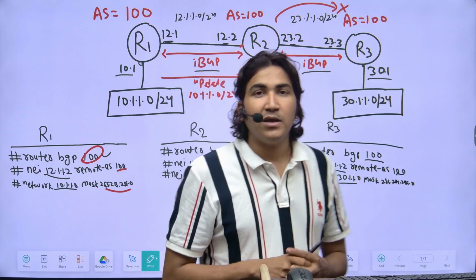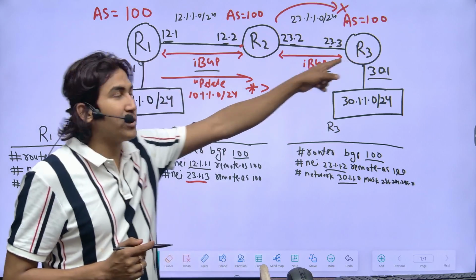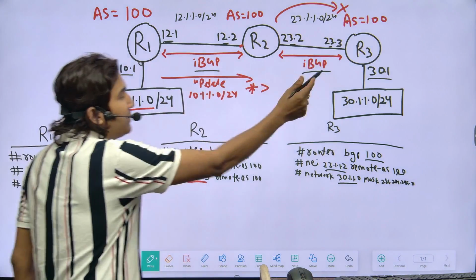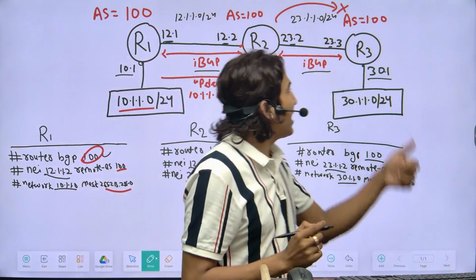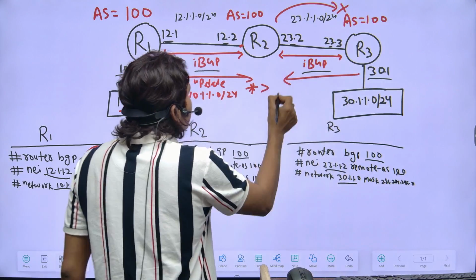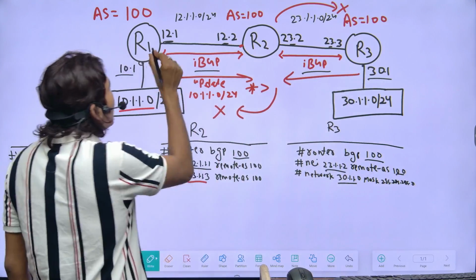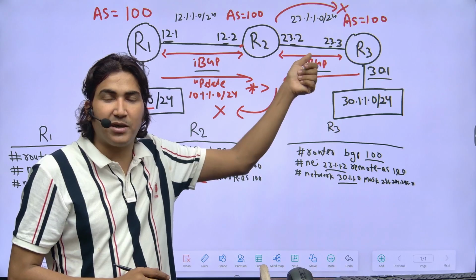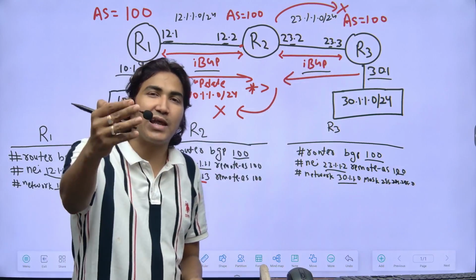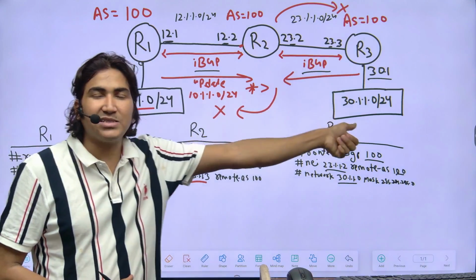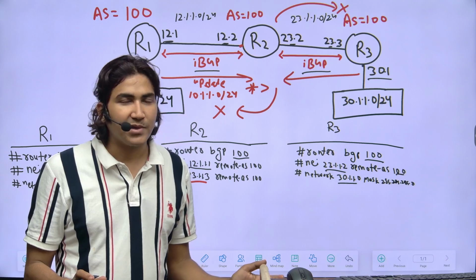That means R3 will not have this subnet 10.1.1.0/24 in its BGP table. In the same way, R3 is going to advertise this 30 subnet to router number 2, but router 2 will not advertise it to R1. Again, same rule: it is receiving prefixes from its IBGP neighbor, so it will not advertise to the other IBGP neighbor. That means R1 will not have the 30 subnet in the BGP table, correct?